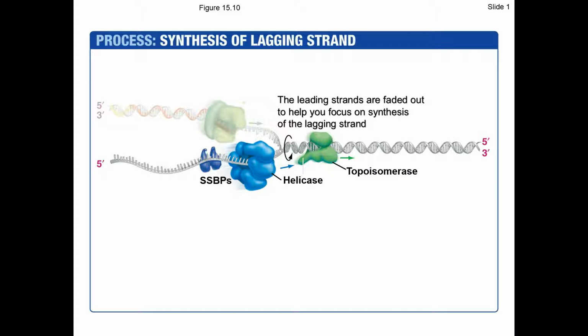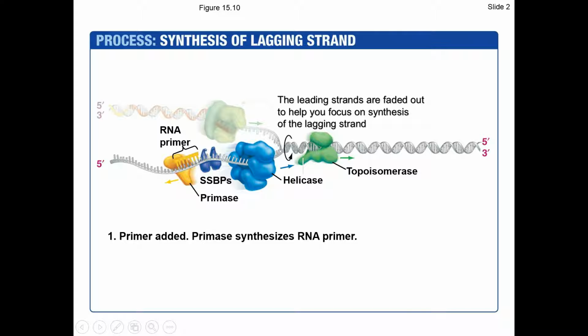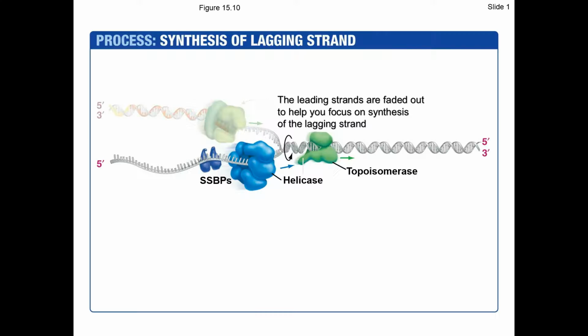Right, so here, looking at the synthesis of the lagging strand, for all intents and purposes, we're only going to look at the bottom strand here. The bottom strand is what we're going to focus on. The bottom strand of the parental DNA is oriented in the 5' to 3' direction going left to right. Again, the replication fork is opening left to right.